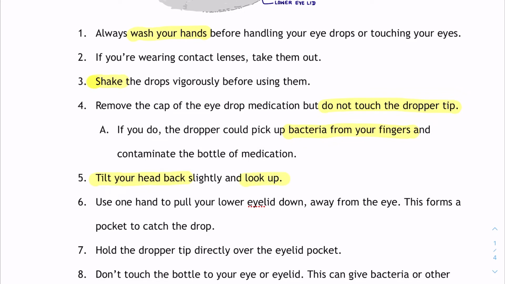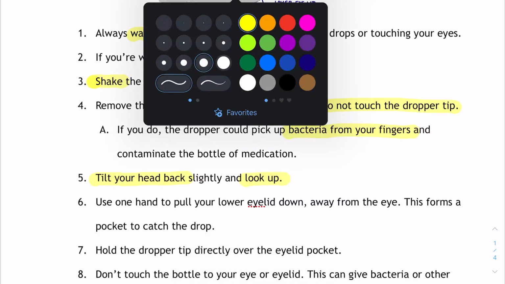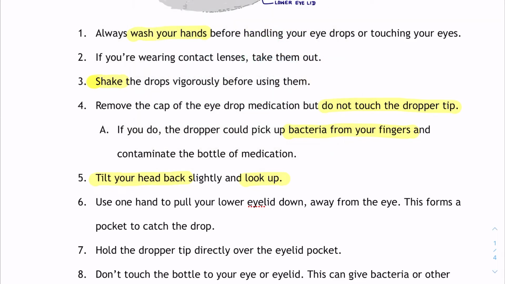So the next step is, use one hand to pull your lower eyelid down, that is away from your eye, so that there will be formation of a pocket or pouch to catch the drop. So remember, with one hand, you need to pull the lower eyelid so that it forms a pocket.